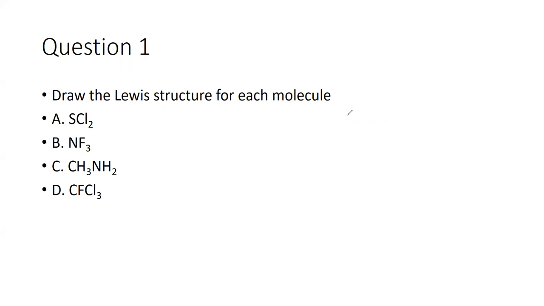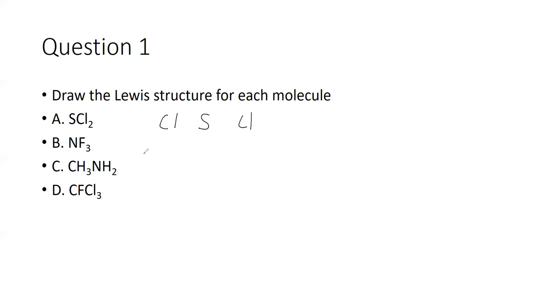Step one, write the skeletal structure. Usually, if you have one atom and multiple copies of a second atom, the one atom is in the center and the multiple copies are on the termini. So for SCl2, S is most likely to be in the center. Cl will be on each side of S. So keep that in mind. Like for NF3, usually the N is probably going to be in the center. So for SCl2, S is in the center.